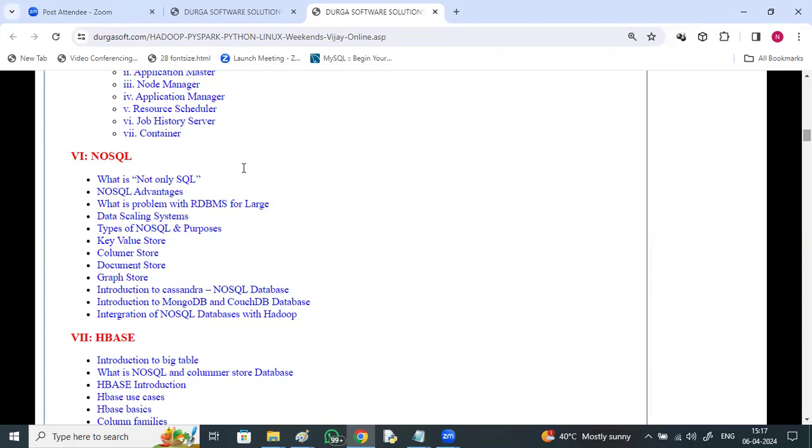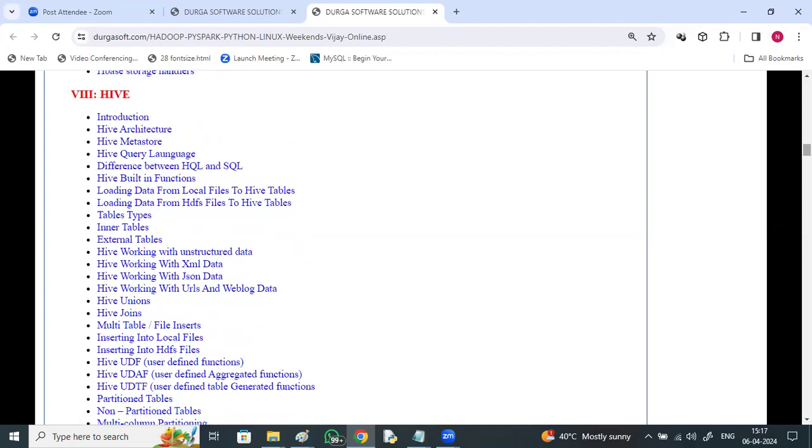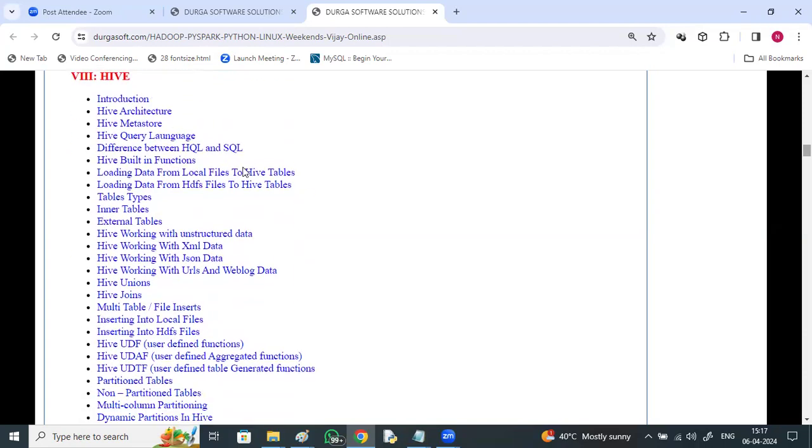HBase is one of the NoSQL databases that I am going to discuss. And the important component of Hadoop, Apache Hive. It's a data warehouse kind of environment in the Hadoop framework. So Hive architecture, Hive query language: just like SQL, we have got the HQL language.